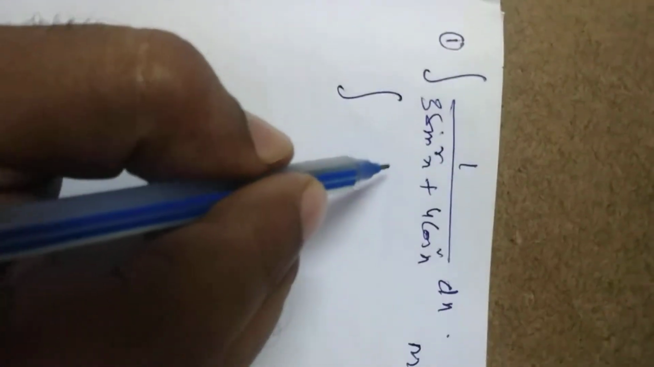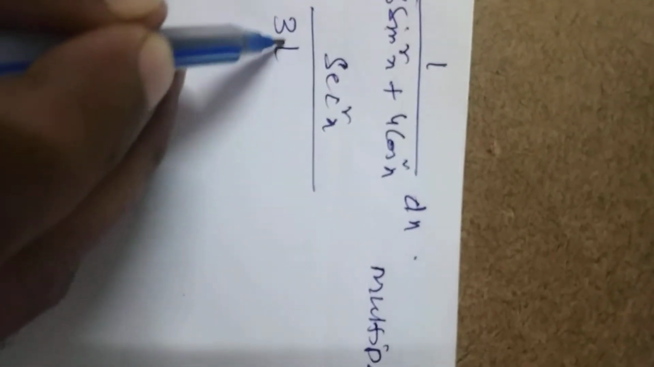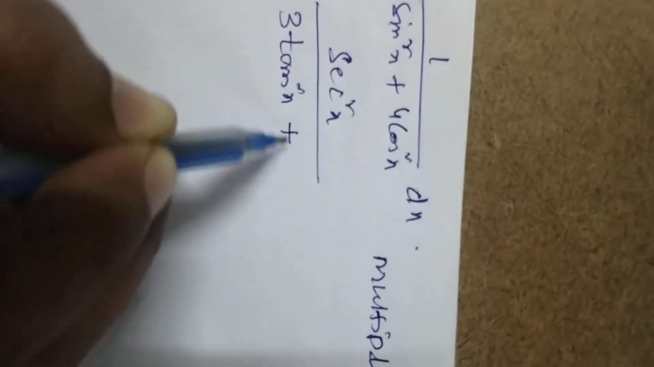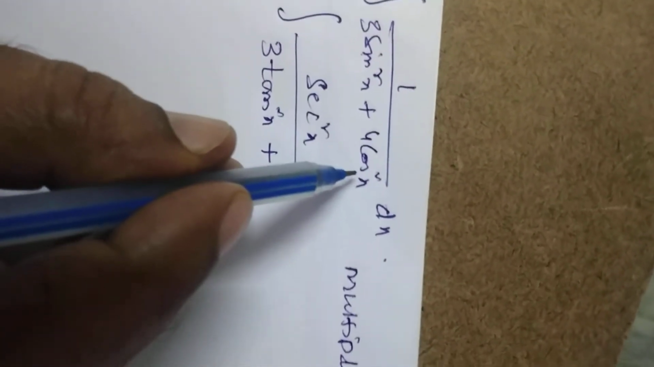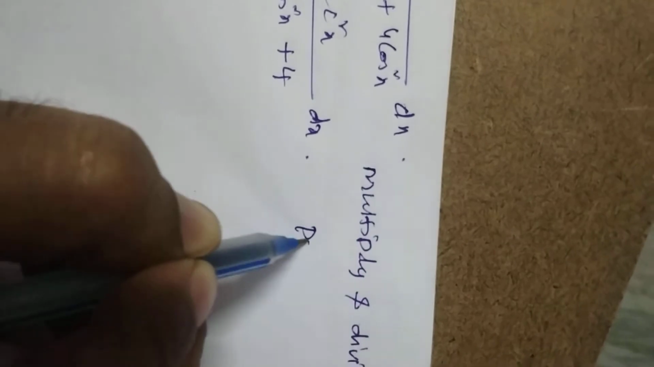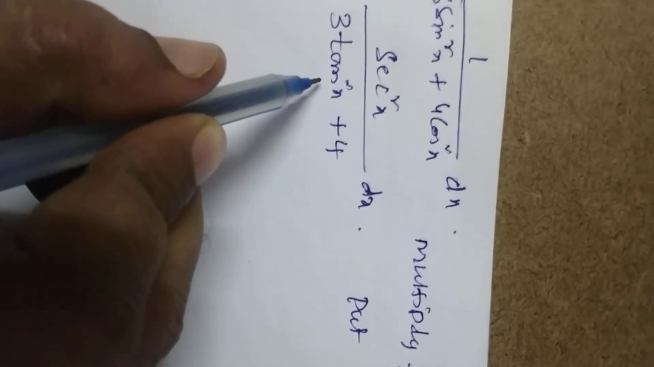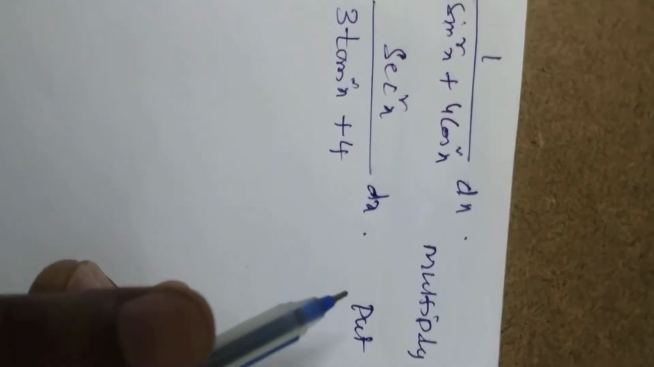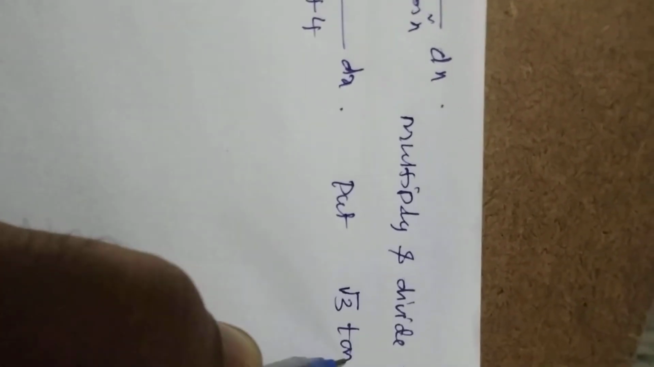Okay, so what we are doing, secant square x by, so here secant square x means 1 by cos square x, so it becomes 3 tan square x plus 4. So secant square x, if you multiply secant square x into cos square x is equal to 1. Okay, dx. Okay, now here by observing this, see tan x if you are taking as t, tan x is equal to t, if you substitute secant square x dx is equal to dt, we are going to get simply. Or otherwise even we can put it like this also, root 3 tan x is equal to t, you substitute, not a problem.